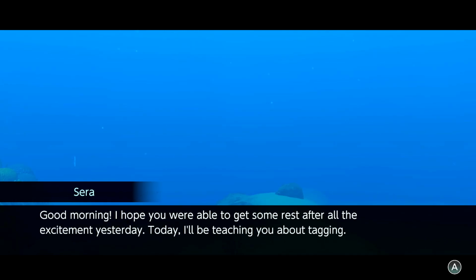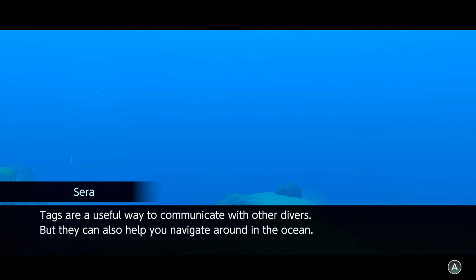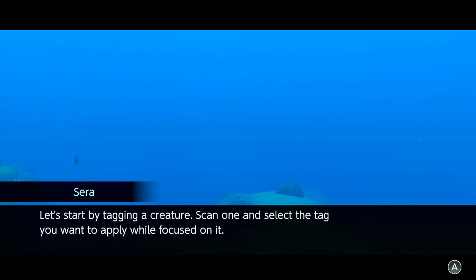Today, I'll be teaching you about tagging. Tags are a useful way to communicate with other divers, but they can also help you navigate around in the ocean. Let's start by tagging a creature. Scan one and select the tag you want to apply while focused on it.